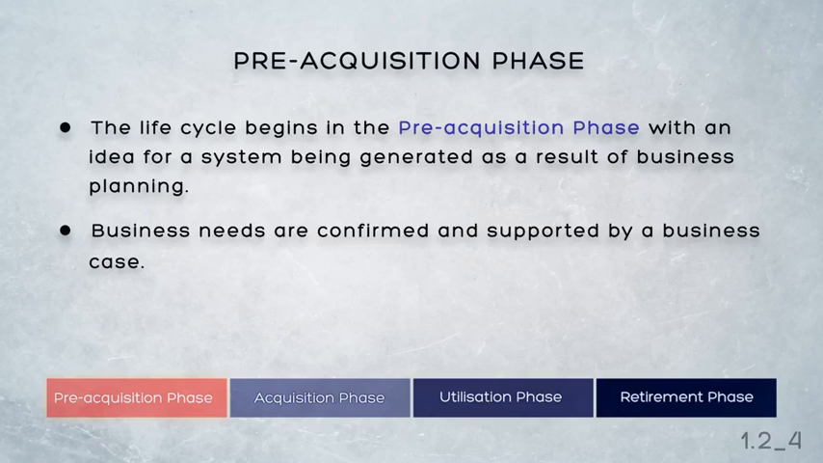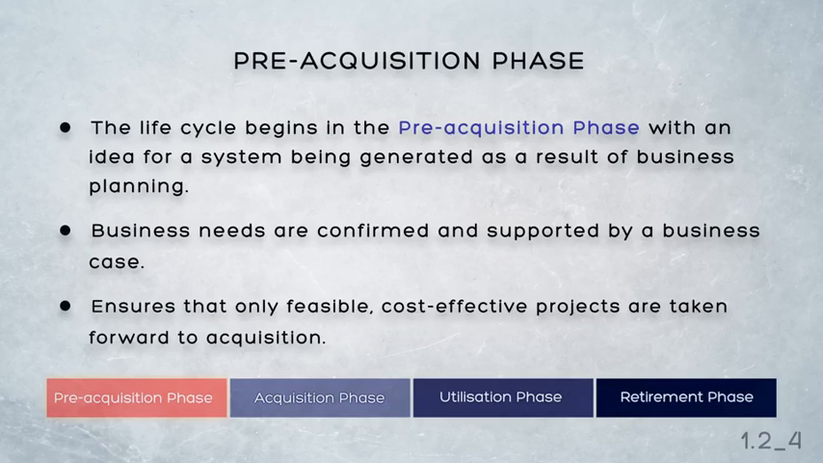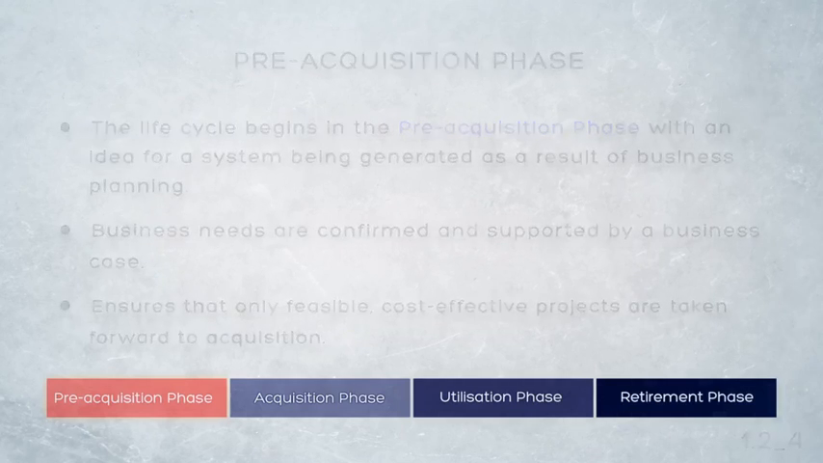In some instances, the pre-acquisition phase may determine that it might not be feasible or cost-effective to proceed to acquisition, for example due to technology limitations or funding shortfalls. In that sense then, the pre-acquisition phase is where the organisation spends research and development funds to ensure that only feasible, cost-effective projects are taken forward to acquisition.